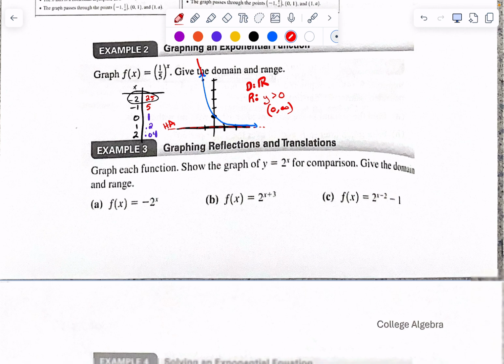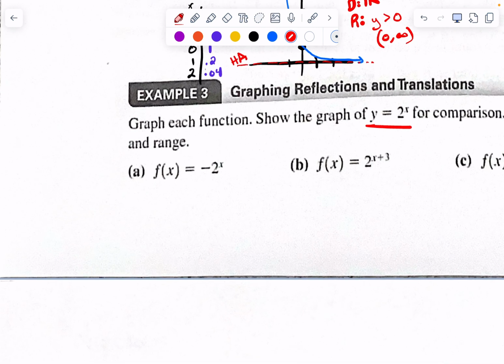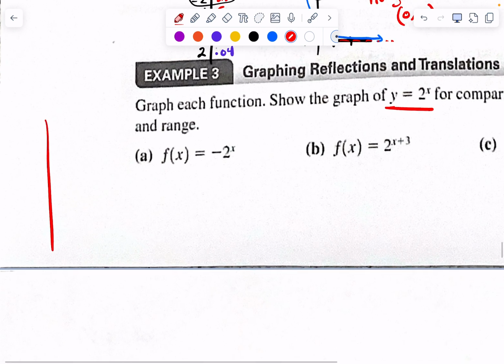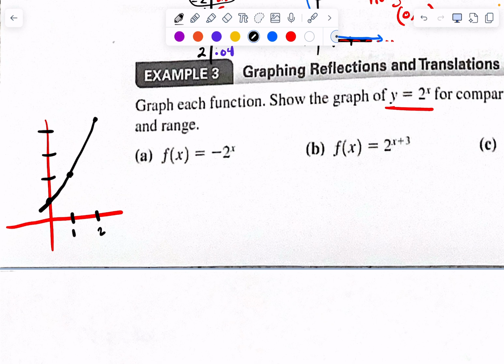Graph each function, show the graph of 2 to the x power for comparison. All right, so I'm going to go 2 to the x power over here, like just the main one. We know he's going to hit at 0, 1, right? What's 2 to the first power? If I go over 1, 2 to the first power is 2. What's 2 to the second power? He's going to be up at 4, and then he's going to go downhill from there, right? Like he's going to do one of these. Something like that, right? That's what normal 2 to the x power looks like, okay?